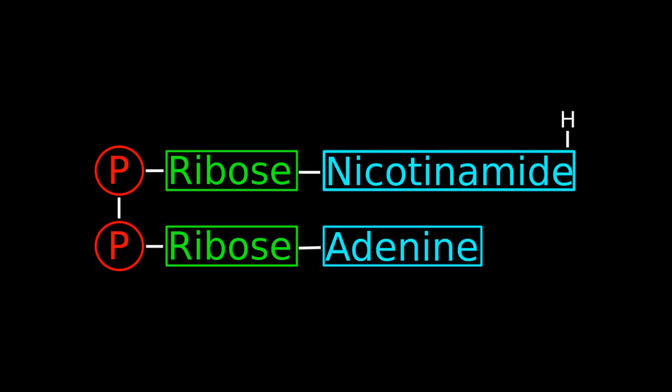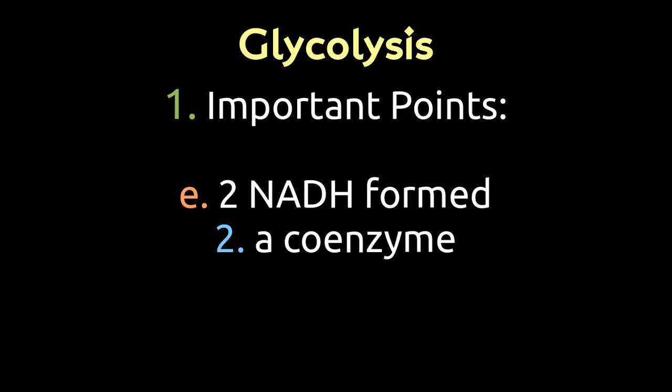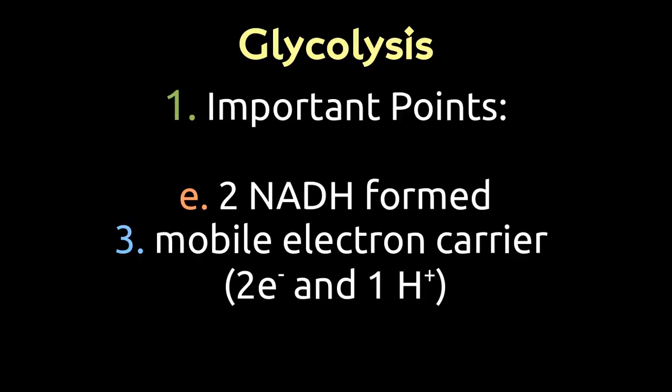Now, this is going to be important again in the electron transport chain. The NADHs are what are going to drive the electron transport chain, because we're going to get electron donation from this bond right here, and then run that thing. But for now, just store this away. We're getting 2 NADH made for every glucose that we put into glycolysis. So this NADH is a coenzyme and a mobile electron carrier. Each NADH is going to carry 1 proton and a pair of electrons.